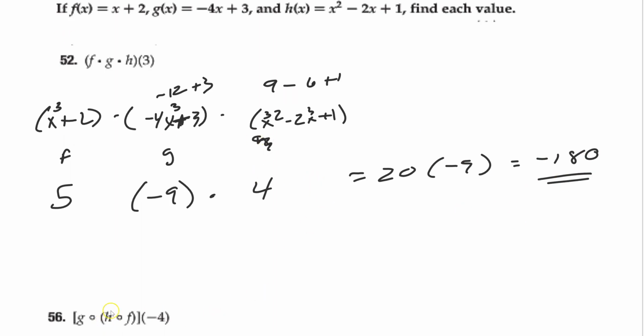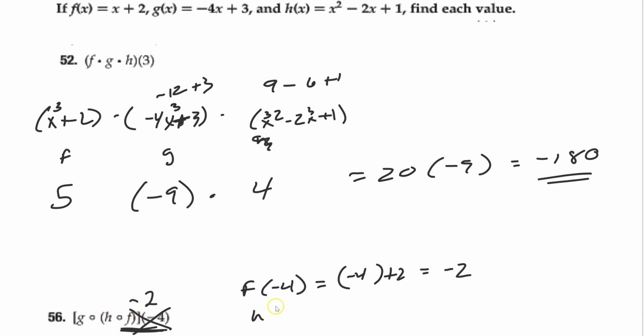And then over here we have g of h of f. So see how there's 3 of them? Well, same process. Work your way inside out. So do f of negative 4 first. So f of negative 4, plug negative 4 into f. So negative 4 plus 2, so negative 2. So this part's done. That's just negative 2. Now h of negative 2.